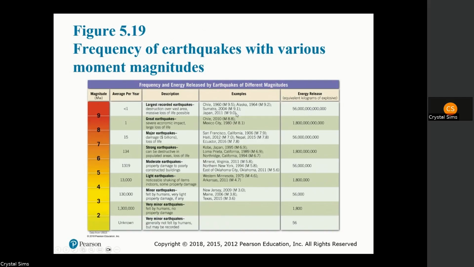So this is a moment magnitude, and here you can see 9s. We're talking about very few of these. We had a 9.5 in Chile in 1960. The Alaska earthquake in 1964 was a 9.2. We had an earthquake in Arkansas in 2011 that was between a 4 and a 5. And then we have hundreds of very minor and minor earthquakes really every day.